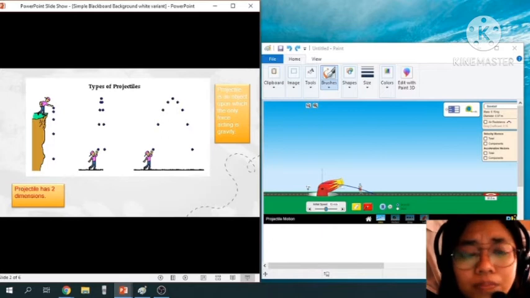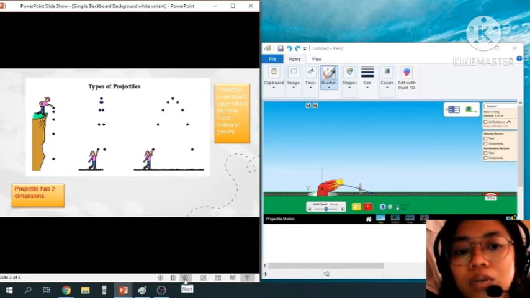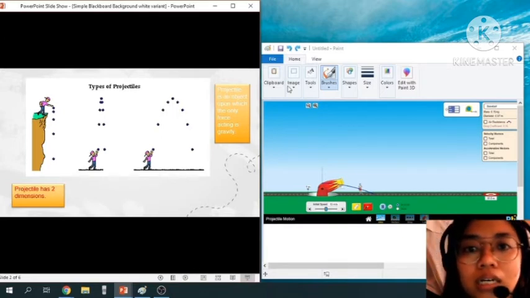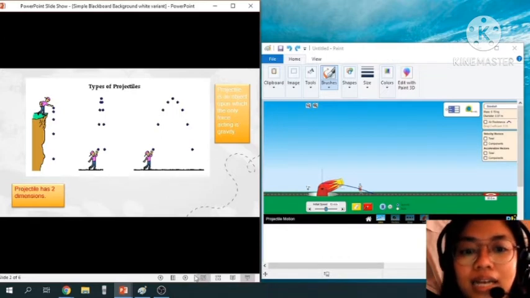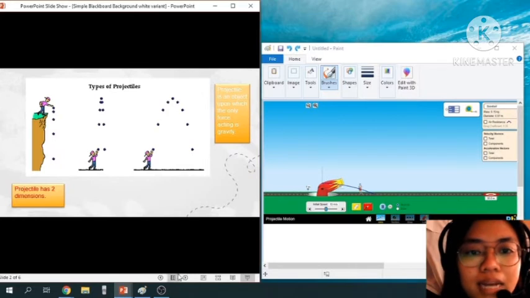And also, the similarities of the two dimensions is that it is still a motion, and it has acceleration. Those are their similarities.